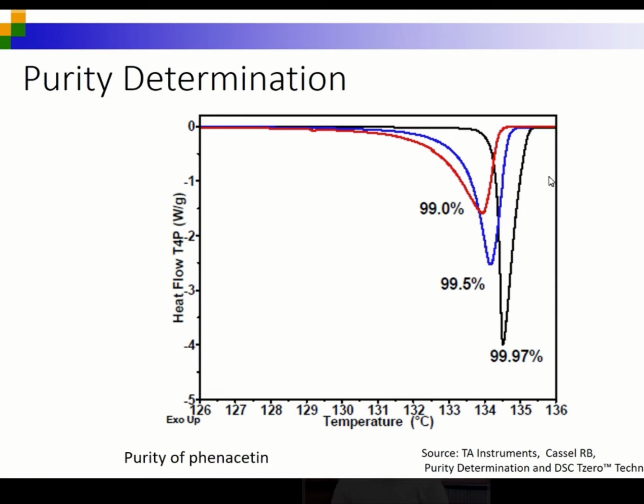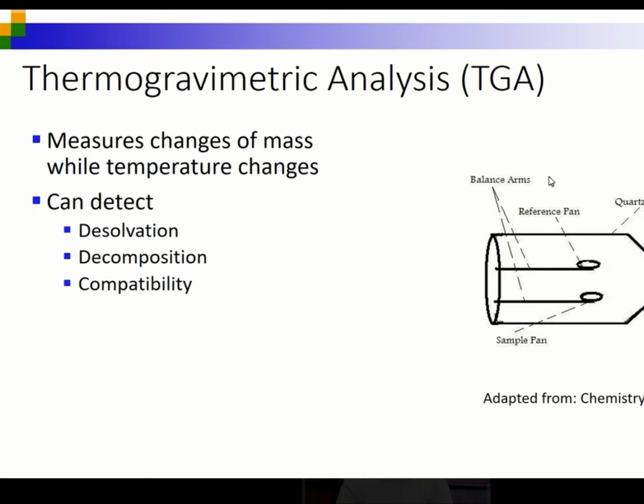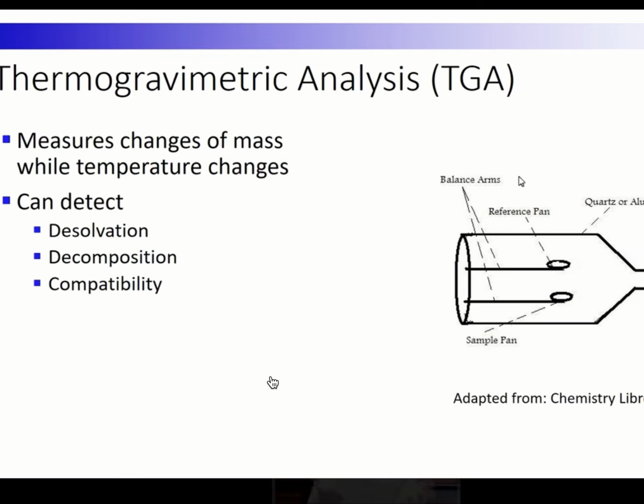The last thing I want to talk about is not DSC. This is one more analysis technique that I briefly want to discuss. That is thermogravimetric analysis. This one is very simple to understand. In this situation, we have two pans again. We have our reference pan and our sample pan. We put our sample over here. We put them in the same oven. We heat the oven up, and we measure the mass of the two.